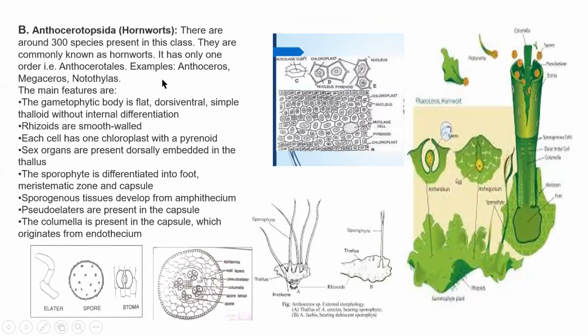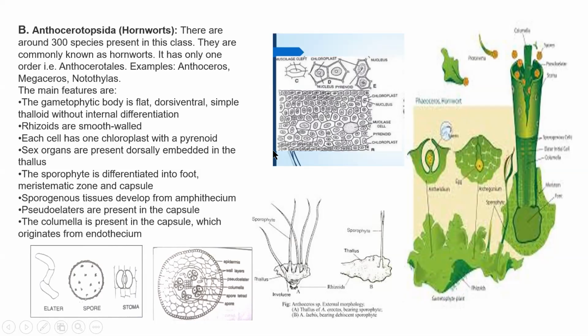When you come to the next class, which is Anthoceratopsida, commonly called hornworts, here also you have just one order, Anthoceratales. Here the plant body is again a thalloid body, just like what you saw in liverworts. The gametophytic body is flat, dorsiventral, simple thalloid without internal differentiation.